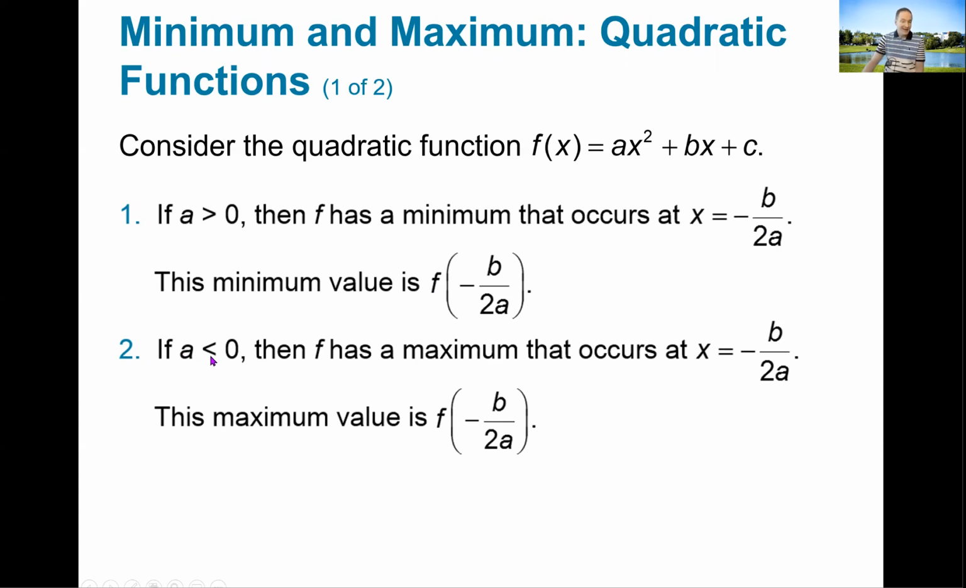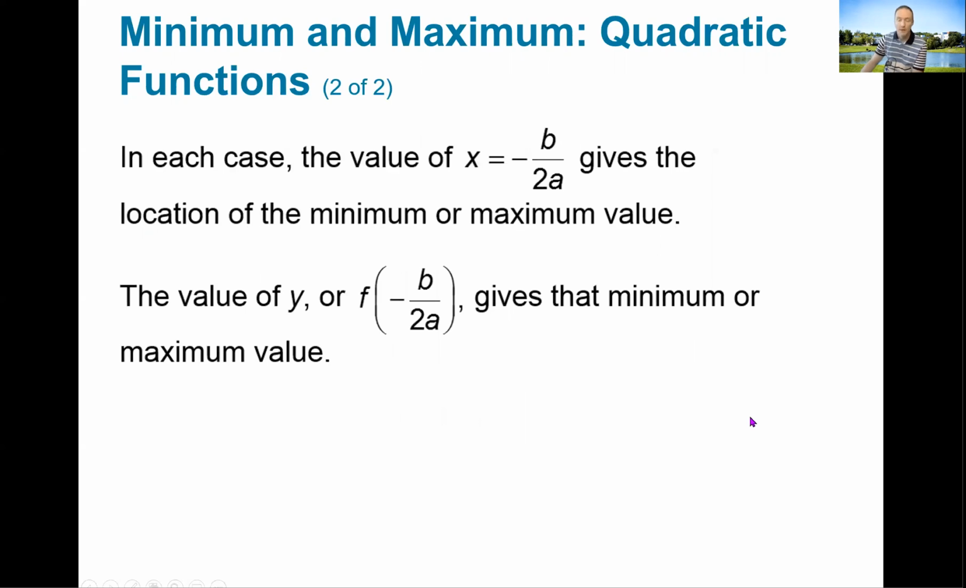Well, what if a is a negative value? What if you have a negative quadratic? Well, if it's negative, then your function is going to be pointing downward and your vertex is going to be a high point. So the maximum is going to occur at the x component of that high point, and the y value will actually give you that maximum value. So that's what I was trying to say on the last page. In each case, the value of x gives the location of the minimum or maximum, and the value of y gives you the actual value of the minimum or maximum.